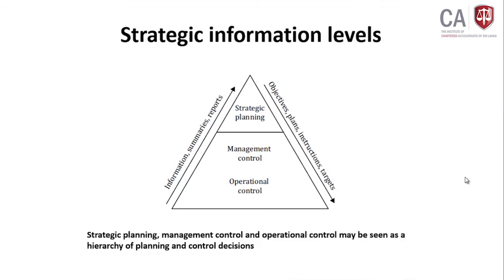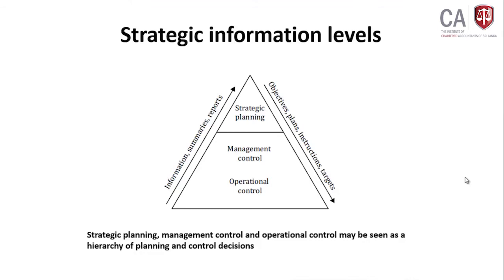You see this: strategic planning. This is the top of the company, the head of the company. Management control, this part is for managers, the middle managers. Operation, this is at the operation level.